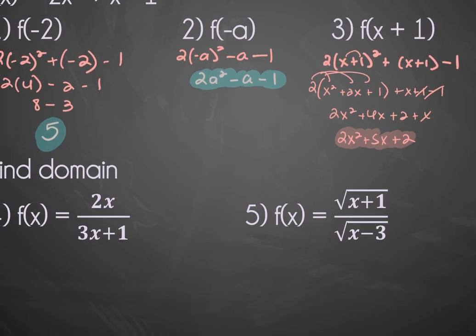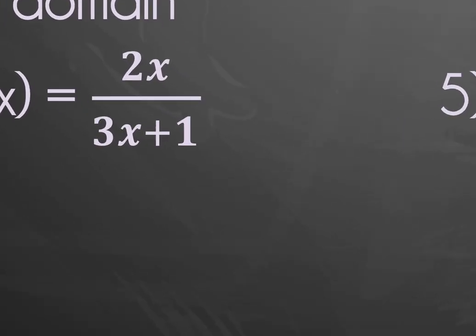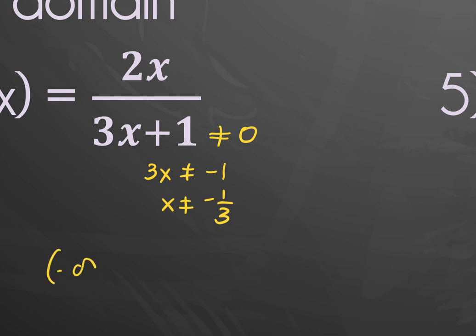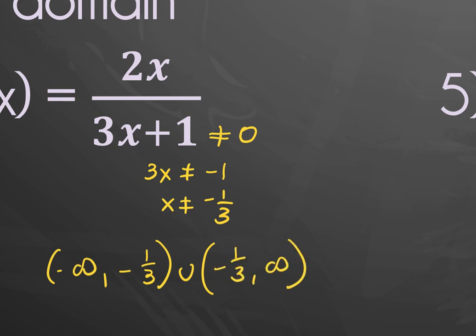Okay, then we talked about domain on Friday, and we said that it's all real numbers, except if there's a variable in the denominator, there's a variable under the square root, or the combination of them. In the first one, so in 4, you've got the variable in the denominator. If there's a variable in the denominator, we set the denominator not equal to 0, and I'd get 3x cannot equal -1, and x cannot equal -1/3. And then we had to put it in interval notation, so this is -infinity to -1/3, and then -1/3 to positive infinity. So you'll write it in interval notation.